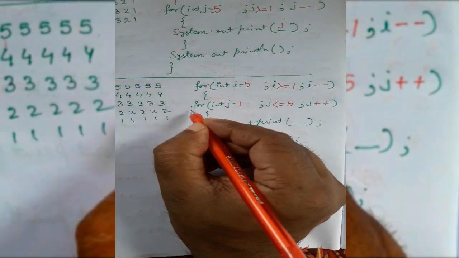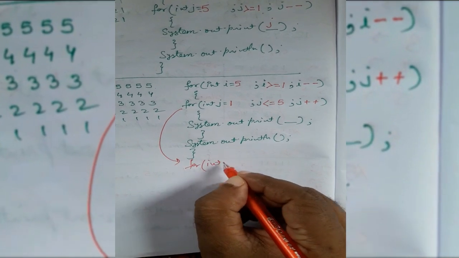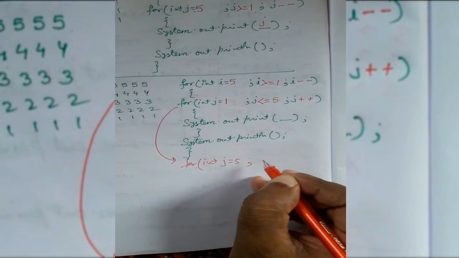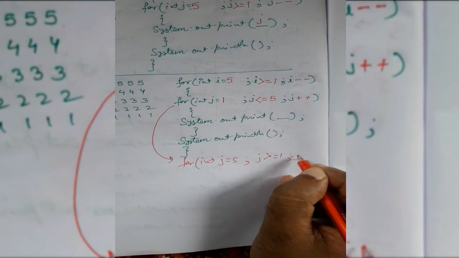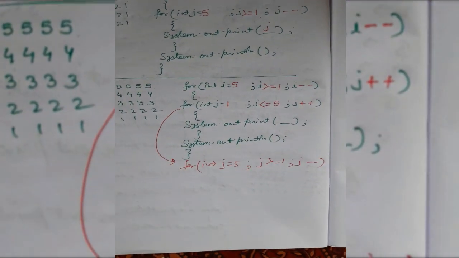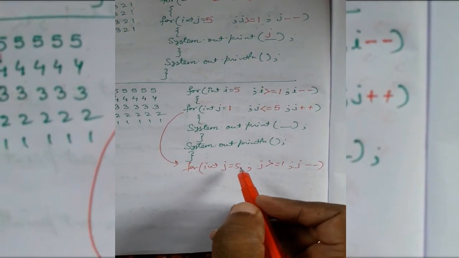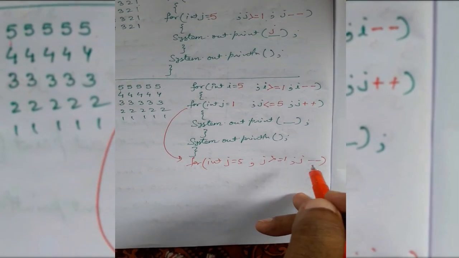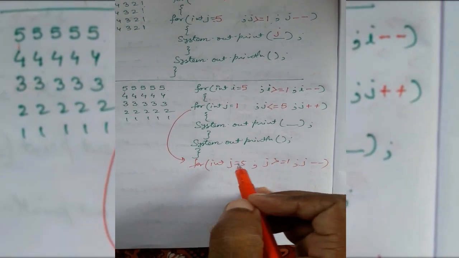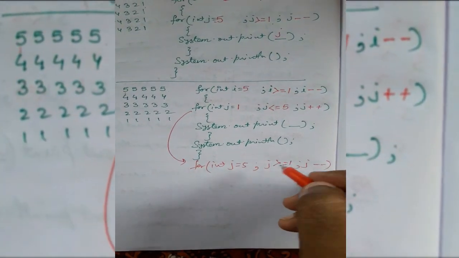Instead of that, if you write for int J equals to 5, J greater than or equal to 1, J minus minus, that is also correct. So instead of this line, you can write this one also, because J equals to 5 every time, J greater than or equal to 1 every time, J minus minus every time, it will execute 5 times. So instead of this you can write this one also, no problem.